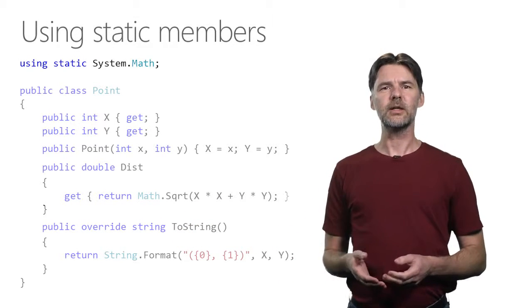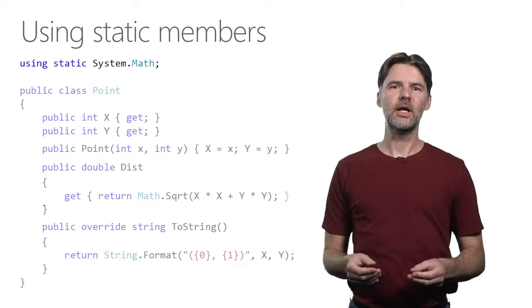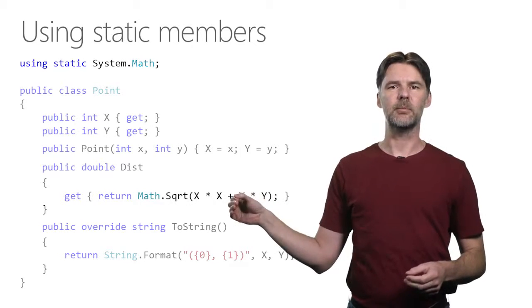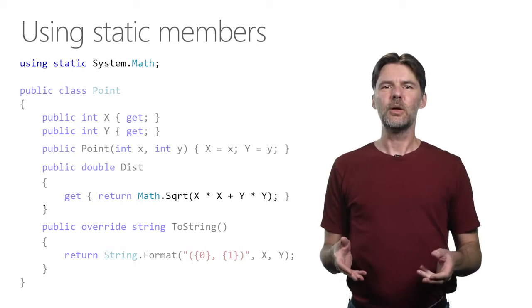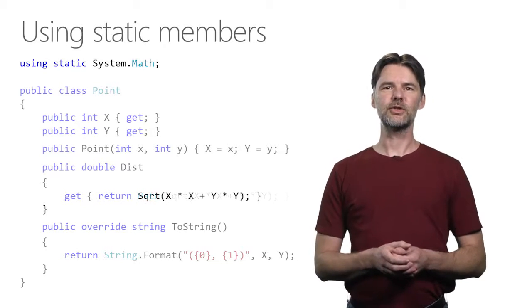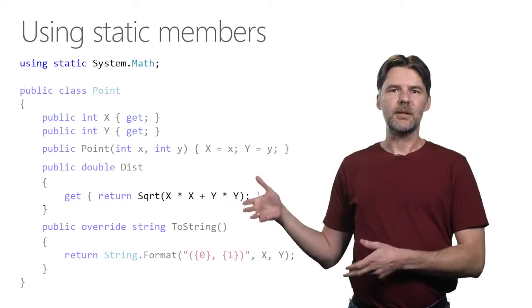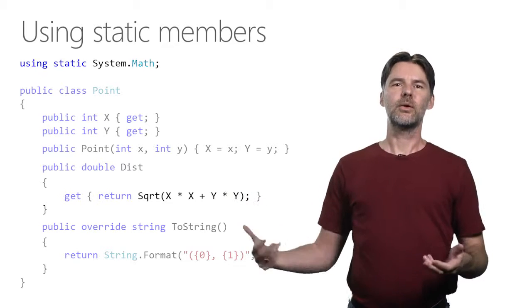We're introducing a new kind of using clauses that refer to types instead of namespaces. What this does is to put the static members of that type directly into scope, hence the name. If you look at this static method call, for instance, you don't need to prefix it with the class name Math anymore. You can just call the square root method directly. So that's great for when a static class like Math is really just a collection of functions you want to call liberally throughout your code.